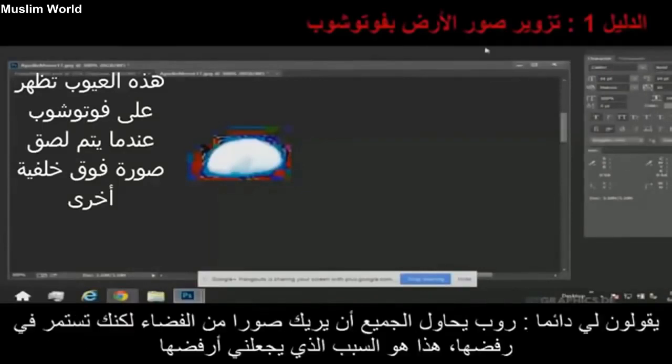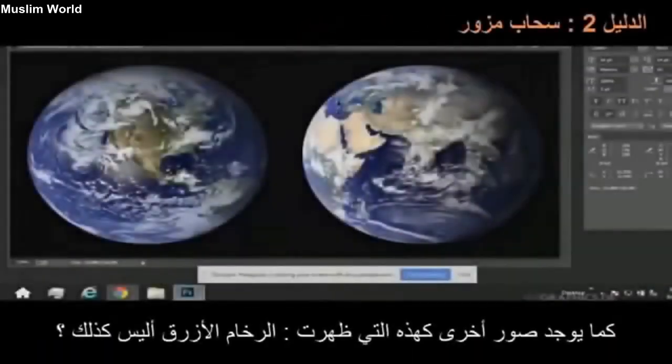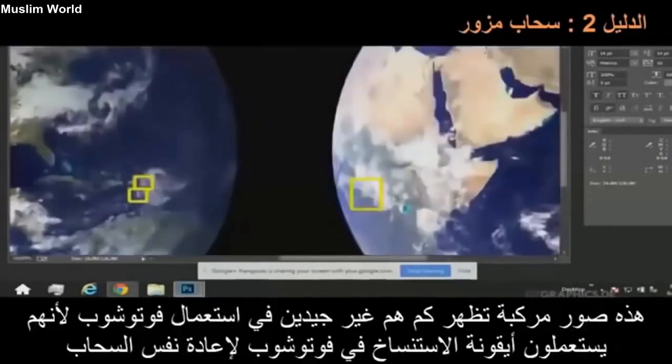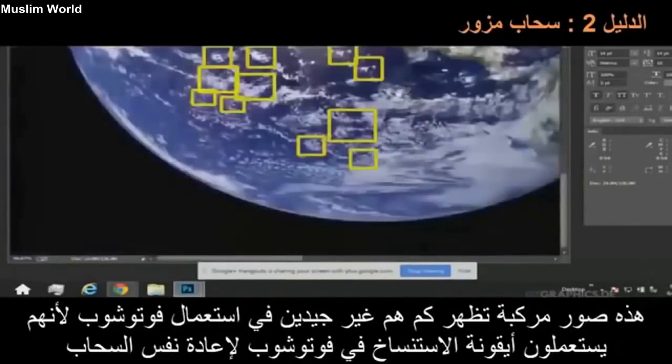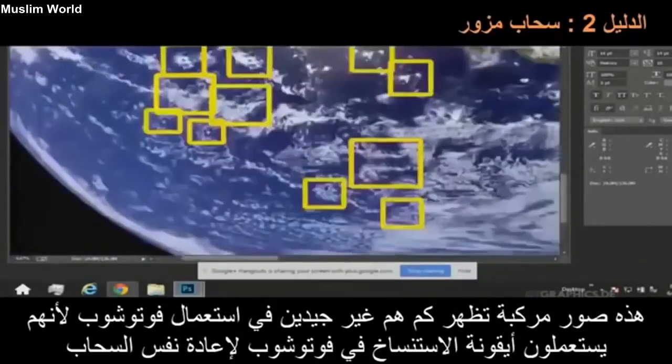I mean, they're always out there saying, you know, Rob, everybody's trying to show you stuff from space and you keep rejecting it. This is why I reject it. These guys are liars. Then you have other pictures like this, the Blue Marble. Well, there's a big problem with the Blue Marble, and I'm going to zoom in here and show you what the problem is.